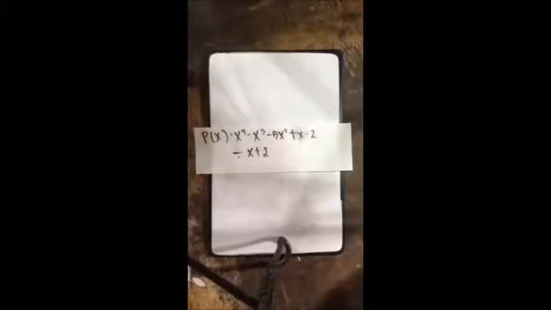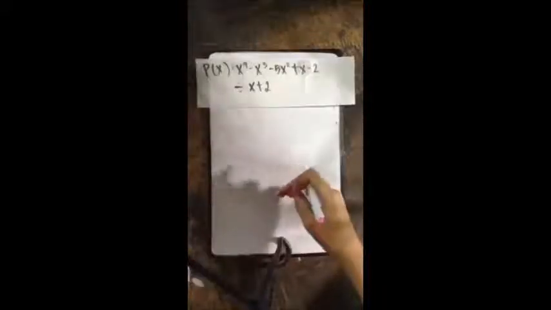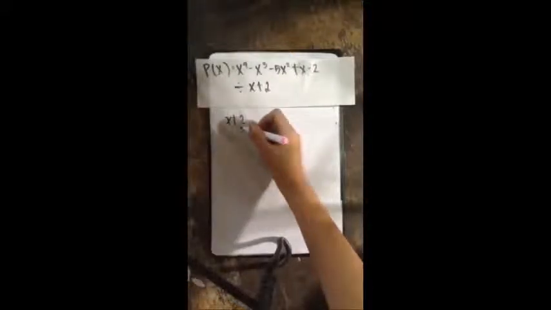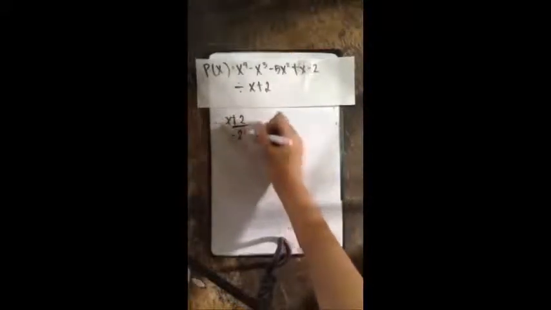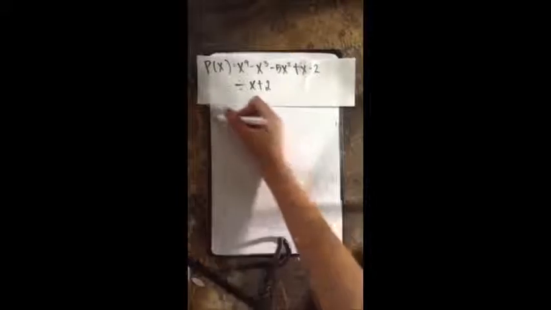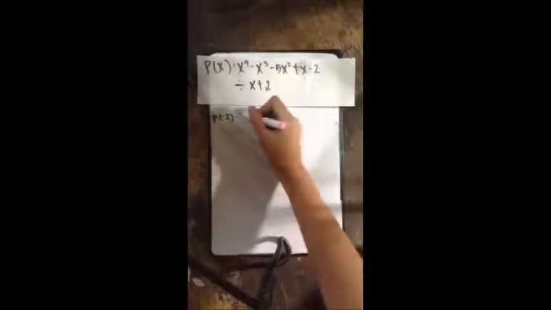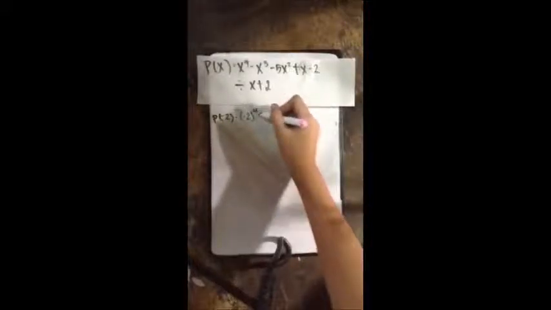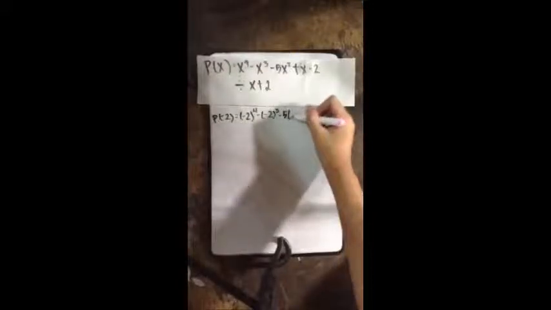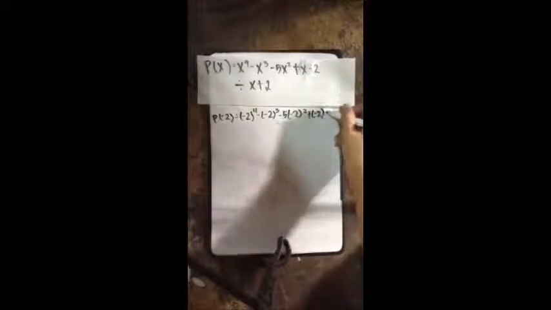Now, let's use this one as another example. Again, get the divisor, which is x plus 2, and reverse its constant. It will be negative 2. Now, change all the x to negative 2. So it will be p(negative 2) equals negative 2 raised to the fourth minus negative 2 cubed minus 5 times negative 2 squared plus negative 2 minus 2.